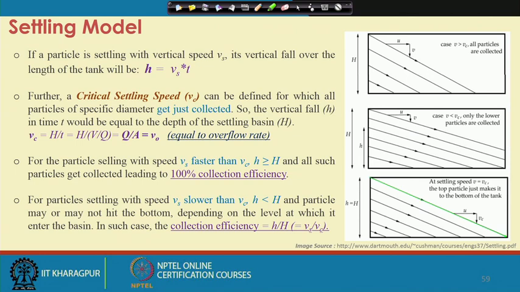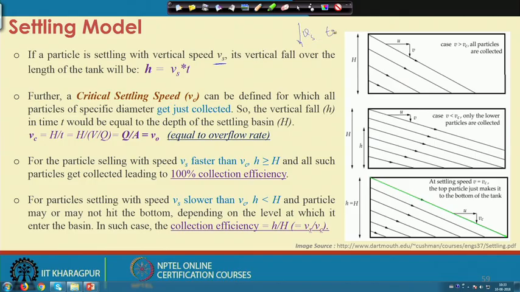Now, if a particle has settling speed or settling velocity Vs, how much it is going to fall vertically will be equal to h by t, because as we defined earlier Vs is equal to h by t. So, h, the vertical fall a particle will take, will be equal to its settling speed into t. If the downward settling speed of the particle is Vs and it spends t time in the tank, the total distance it is likely to cover, h, will be equal to settling velocity times t. So, that is the total vertical fall a particle is expected to take.